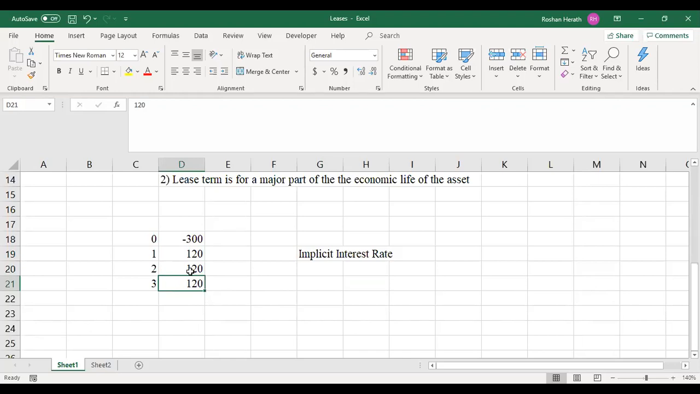That is the rate at which the future payments would be equal to the initial cash outflow. Once you discount the future receipts at a particular rate, what is the rate that makes these future payments equal to the fair value of this asset? That is what we call the IRR.